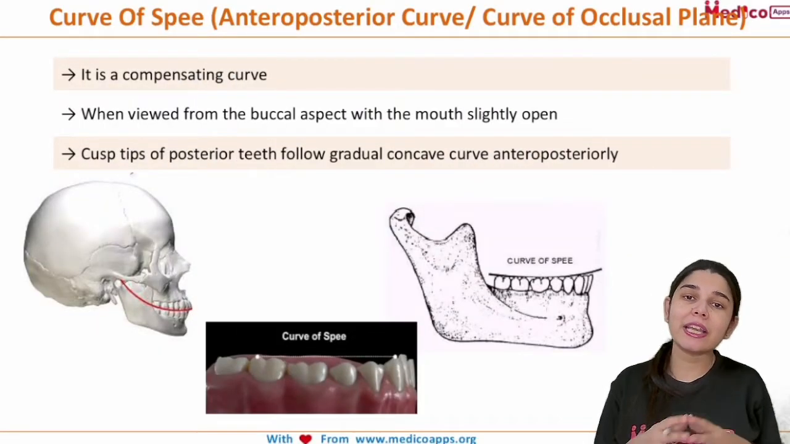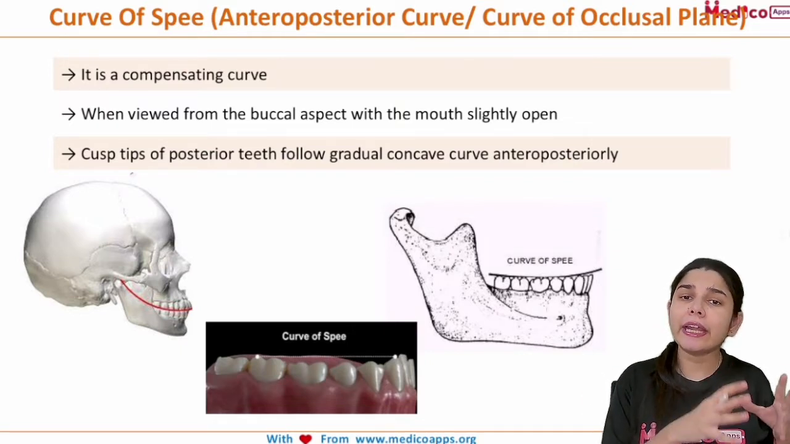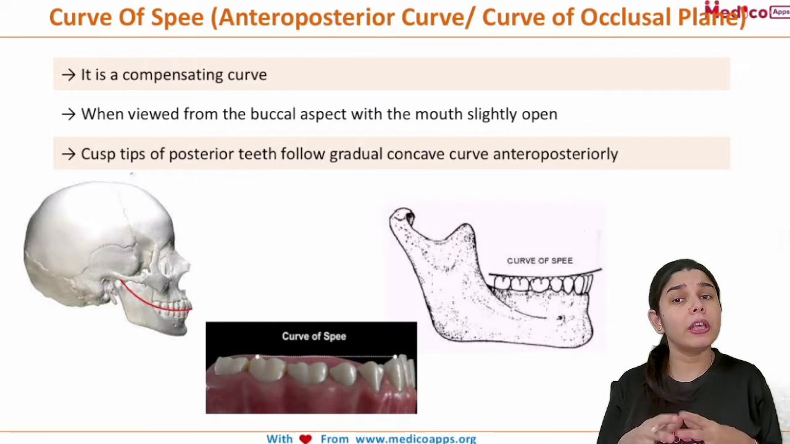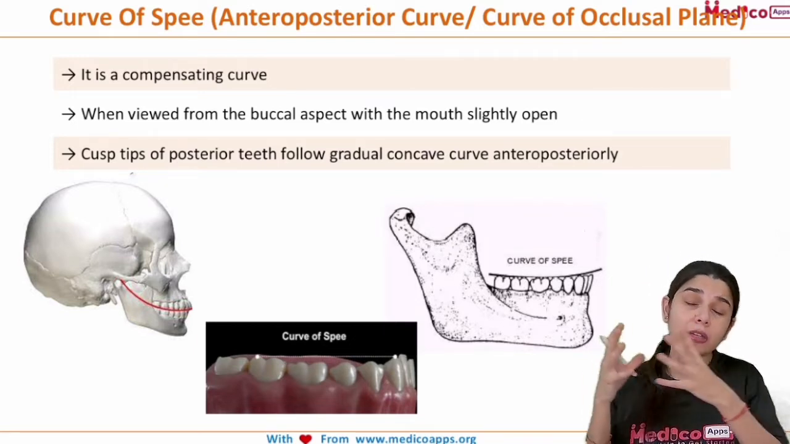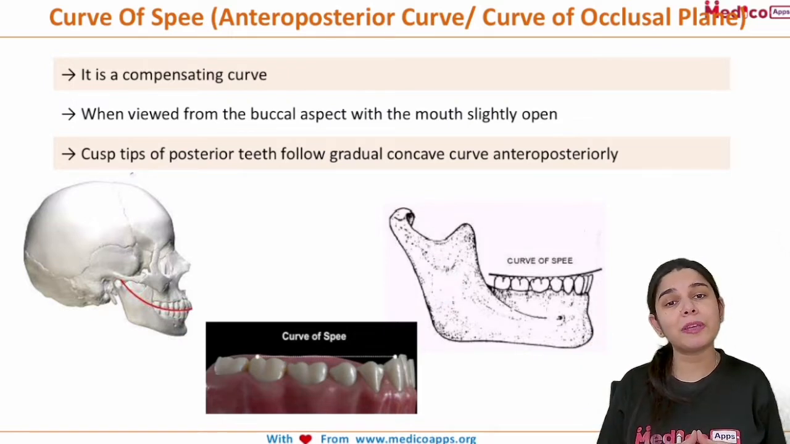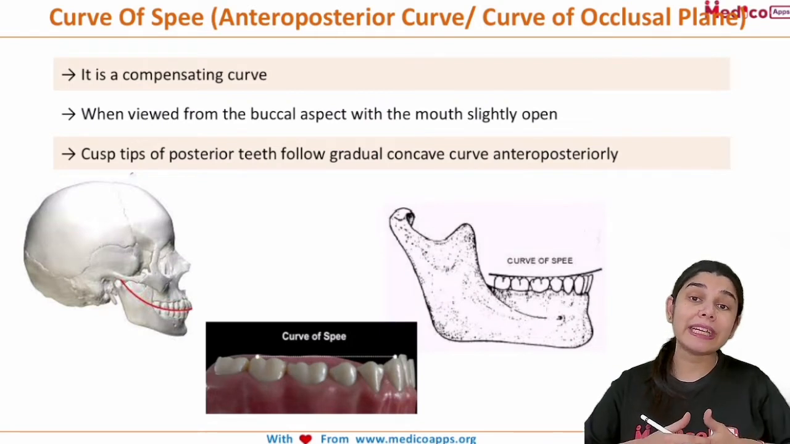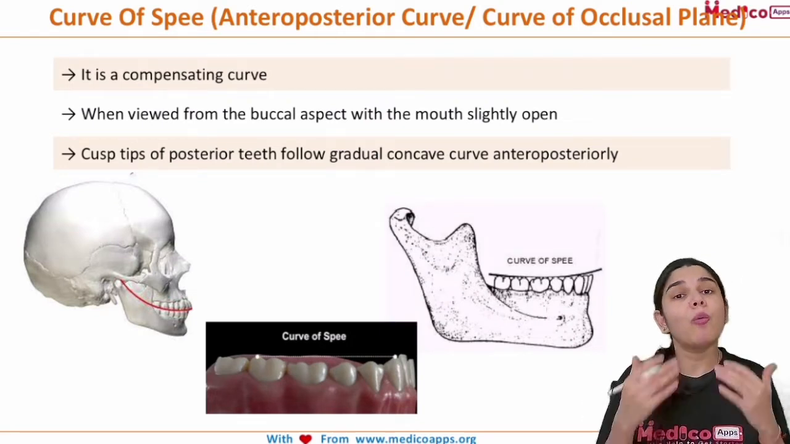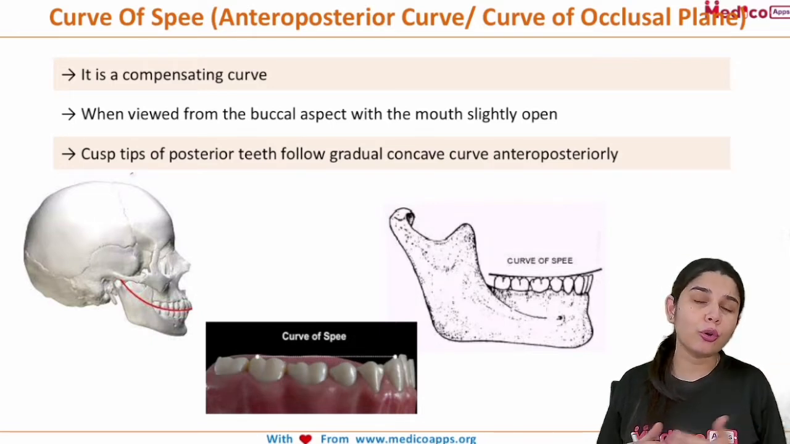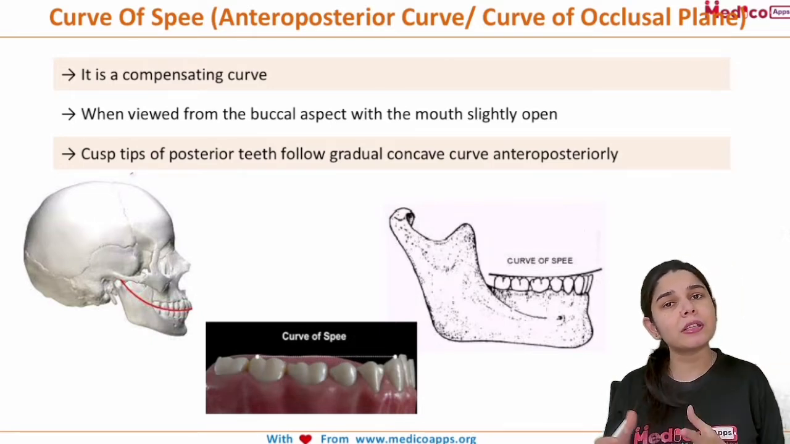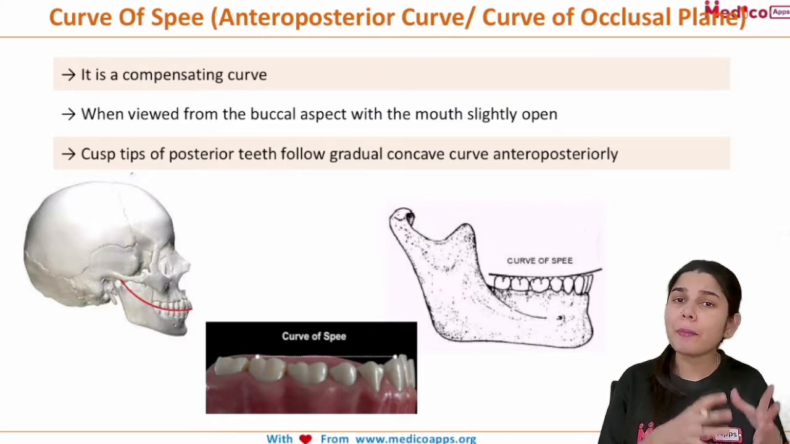Now, when I say the curve of Spee, the other names for curve of Spee are the anteroposterior curve or the curve of occlusal plane. Why are we calling the curve of Spee an anteroposterior curve? You will understand when I explain deeply what exactly the curve of Spee is. But before that, I want you to know that the curve of Spee and Wilson's curve are all known as compensatory curves or compensating curves.